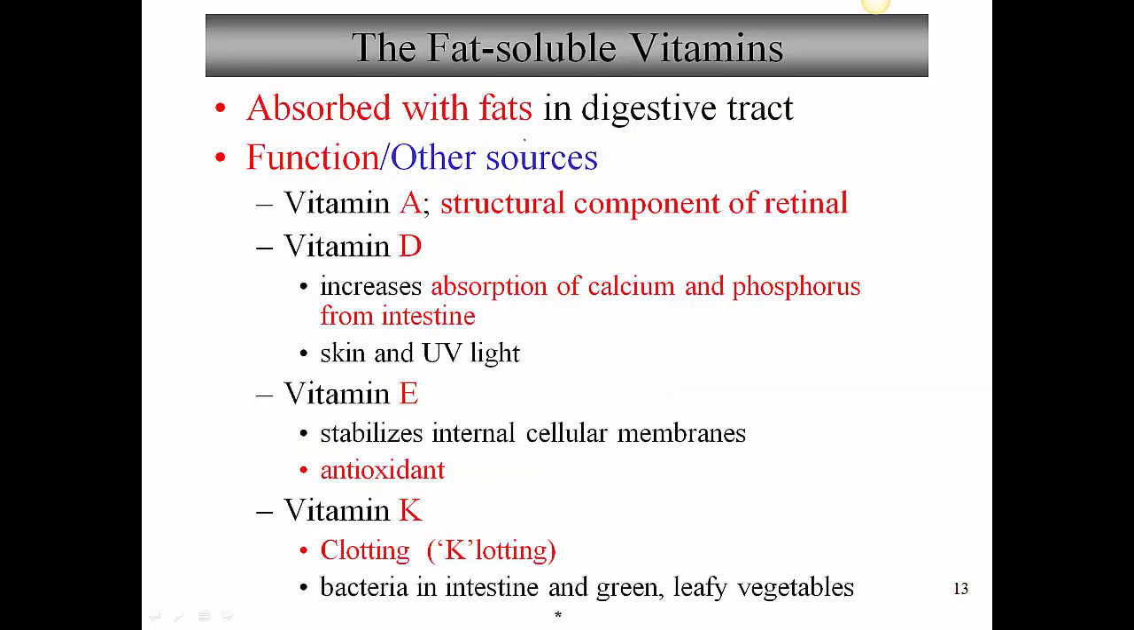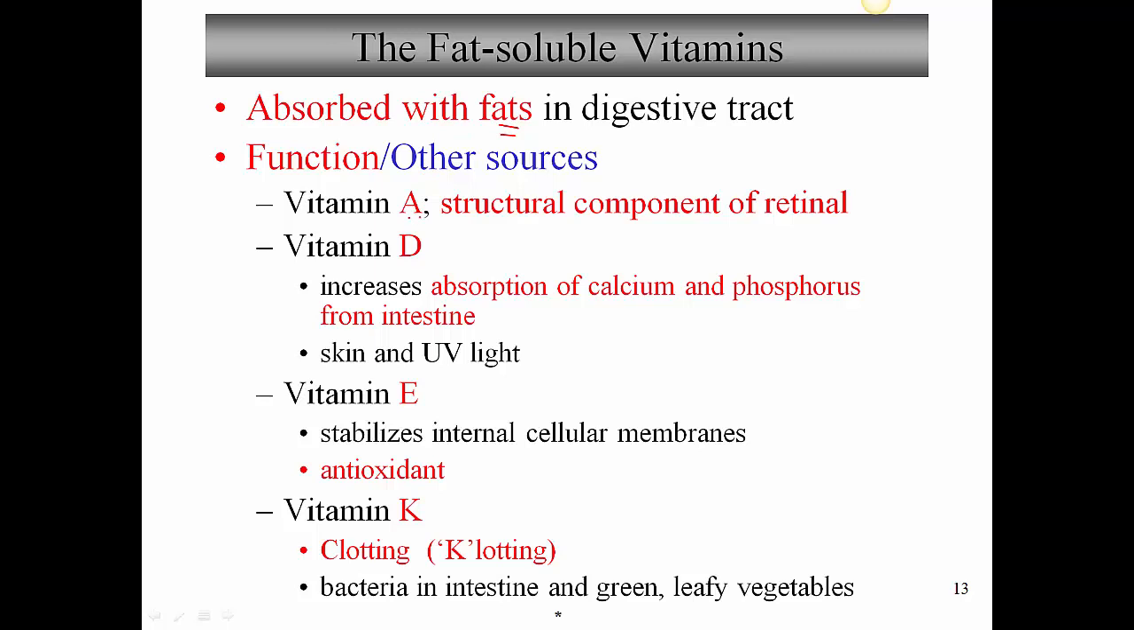Let's take a look at the fat-soluble vitamins first. These, very importantly, are absorbed with fats in the digestive tract. This is one of the reasons it's not a good idea to take vitamins on an empty stomach. In other words, vitamins should be taken with meals. One of the reasons for this is we have to have the fats in the meal in order to take in and then absorb the fat-soluble vitamins.